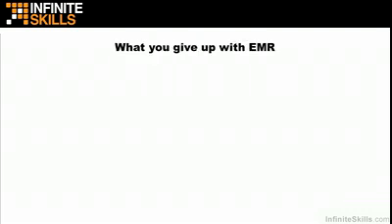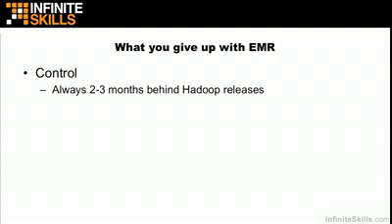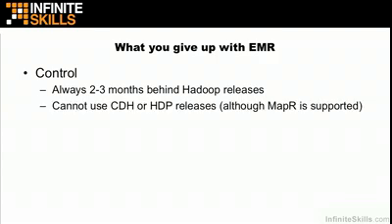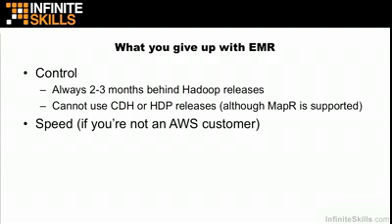In exchange for the convenience that you get with EMR, you obviously give up several things that are common across all Amazon services. Front and center is control. EMR is always going to be 2 to 3 months behind the Hadoop releases. You also cannot use CDH or Hortonworks Data Platform releases, although MapR is supported. You may have slower running speed. If you're not an AWS customer already, your job may actually run slower because of the time it takes to load your data into S3.